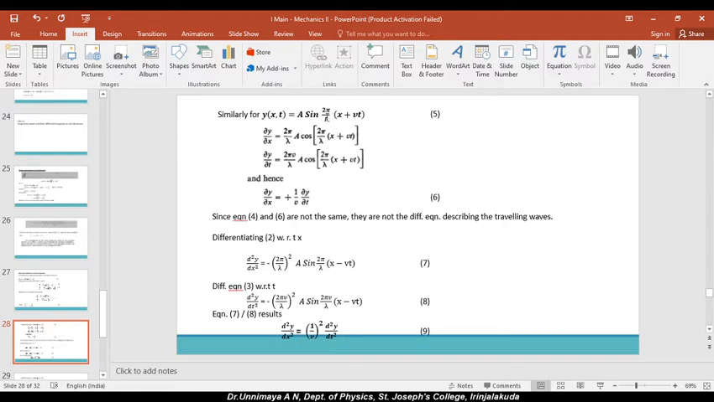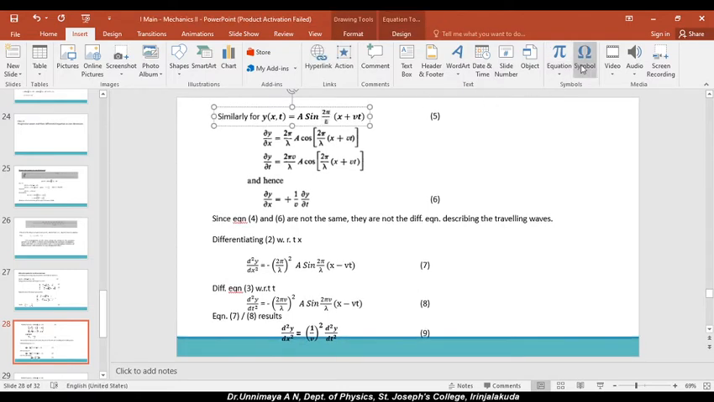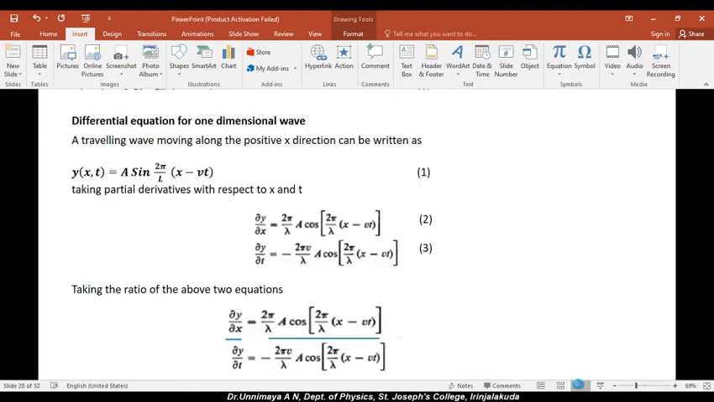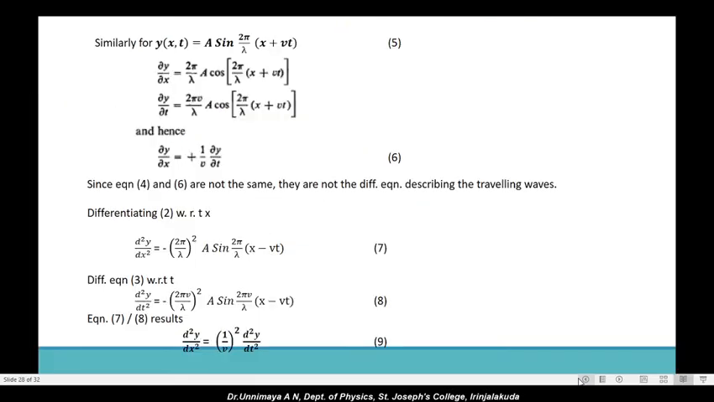Similarly, use this relation for the equation for a wave moving in the negative x direction, that is y is equal to a sin 2 pi by lambda x plus vt. Then take the partial derivative, dou y by dou x is equal to, again you will get 2 pi by lambda a cos 2 pi by lambda x plus vt. For dou y by dou t, you will get 2 pi v by lambda a cos 2 pi by lambda x plus vt. Then divide dou y by dou x by dou y by dou t.